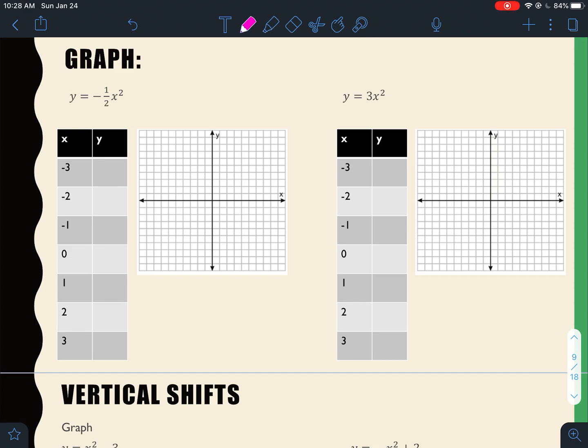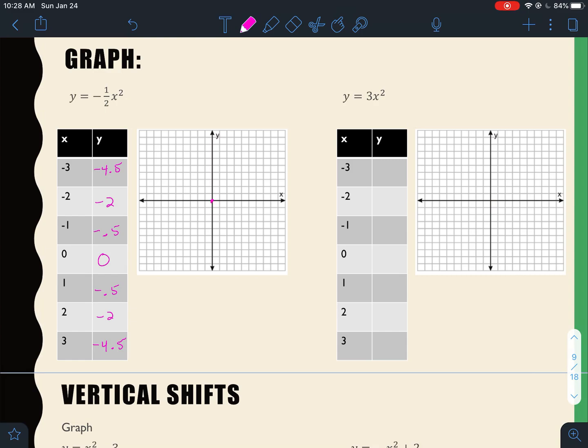All right, so if you plug in negative 3, remember, do the exponent first, and you would get negative 9/2 or negative 4.5. If you plug in negative 2, you would get negative 2. If you plugged in negative 1, you would get negative 1/2 or negative 0.5. Plug in 0, 0. Plug in 1, negative 0.5. Plug in 2, negative 2. And plug in 3, negative 4.5.